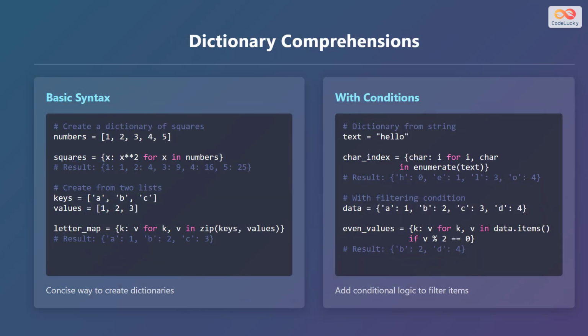Let's explore dictionary comprehensions in Python. Dictionary comprehensions offer a concise way to create dictionaries using a single line of code. You can create a new dictionary by specifying key-value pairs based on some logic or existing data. Similar to list comprehensions, dictionary comprehensions can also include conditional statements to filter items based on certain criteria. This allows you to create dictionaries with only the elements that meet specific conditions.